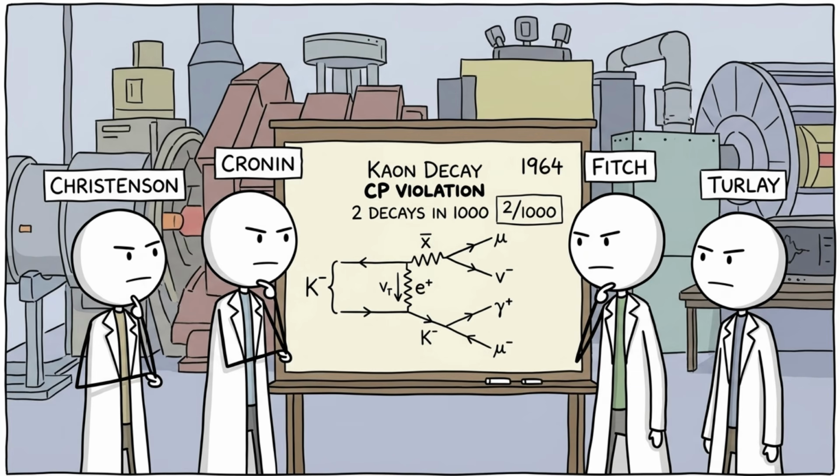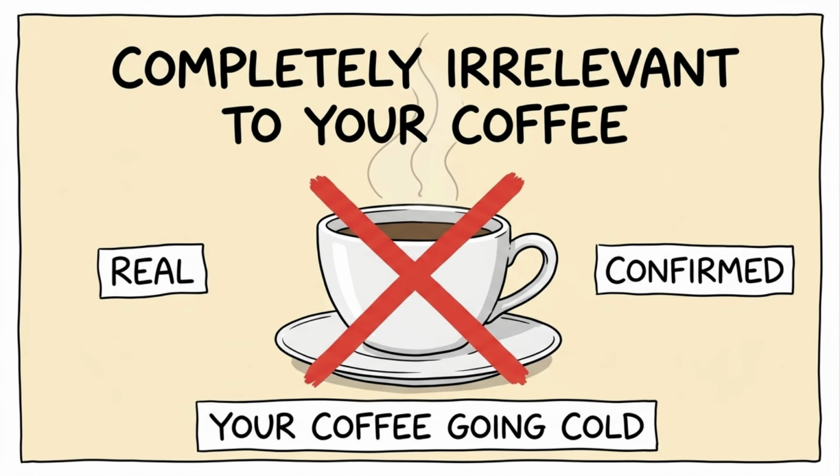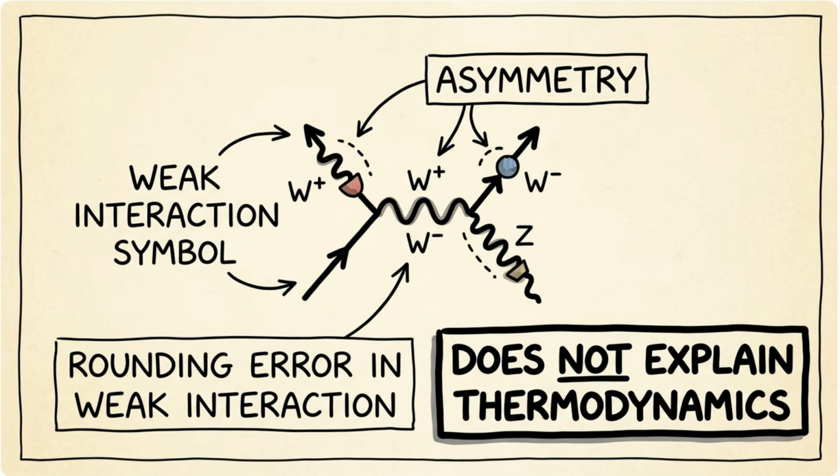James Christensen, James Cronin, Val Fitch, and Rene Turlay found CP violation in neutral kaon decay in 1964, reported in Physical Review Letters Volume 13, in effect at the level of about 2 decays in 1,000. Direct time reversal violation was observed by the BaBar collaboration in 2012, published in Physical Review Letters Volume 109, Article 211801 at 14 sigma. Real, confirmed, and completely irrelevant to your coffee going cold. That asymmetry is a rounding error in the weak interaction and does nothing to explain thermodynamics.